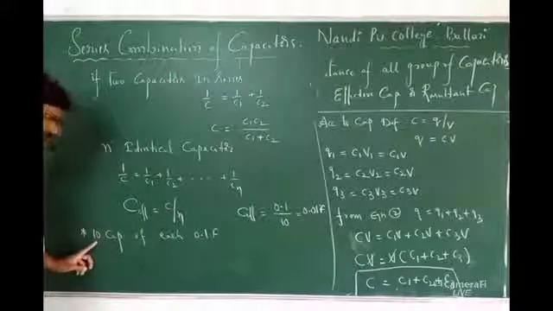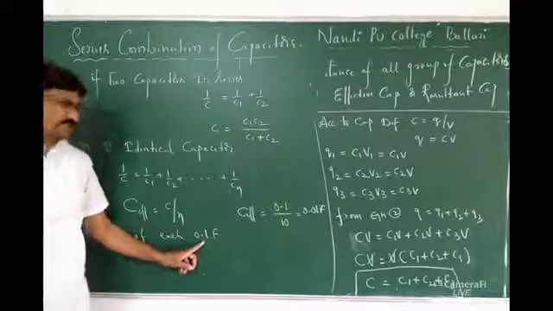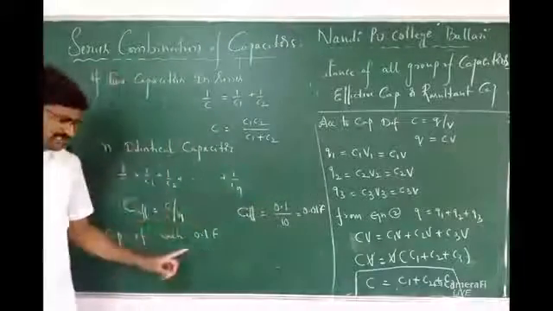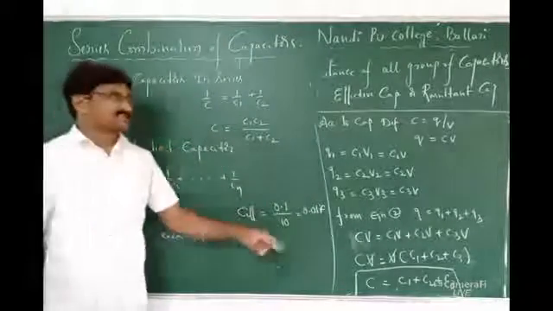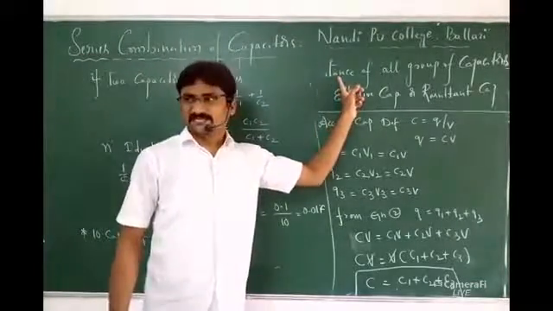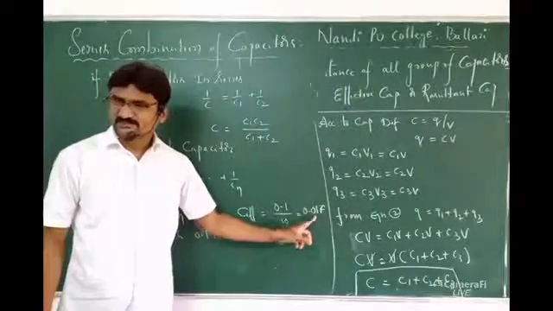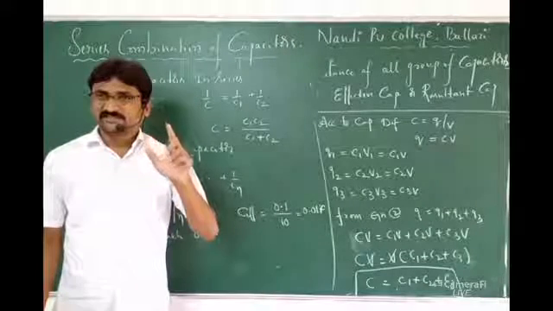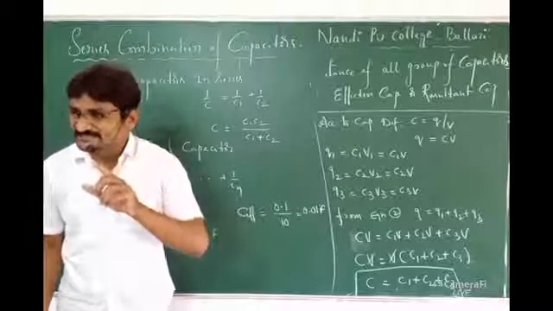Each capacitance I have taken is 0.1. Effective capacitance I get is 0.01. Individual capacitance is 0.1. Effective capacitance means the group of all capacitors, and the group gives 0.01. What can you understand from this? The effective capacitance is always less than the individual capacitance.